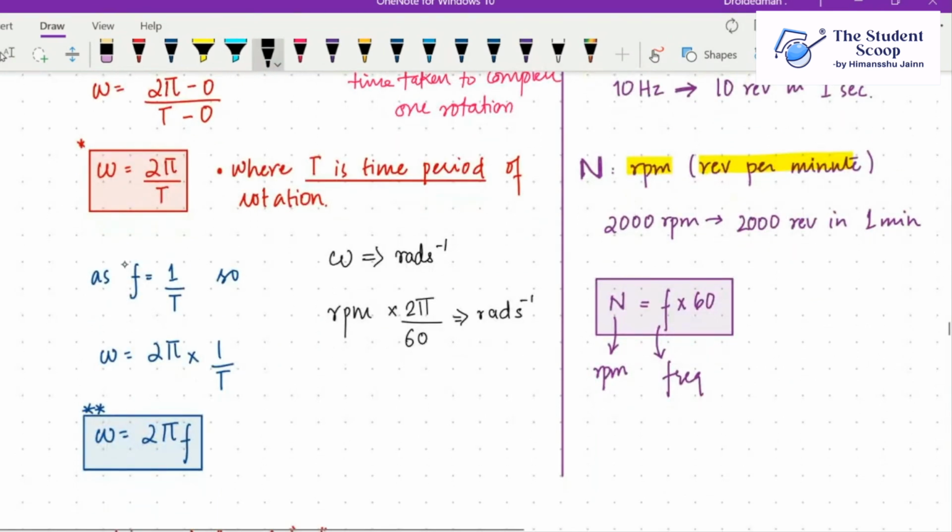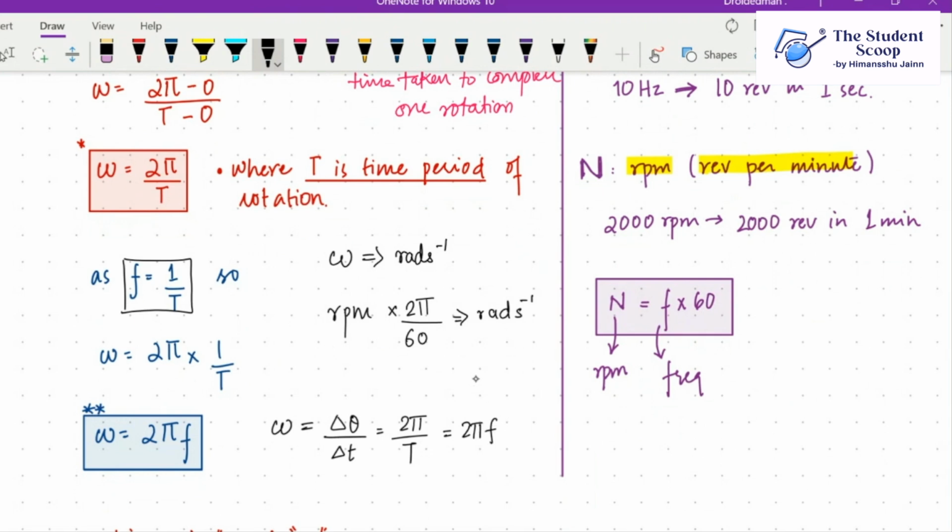And since frequency is equal to 1 over time period, we can also get another formula for omega as 2 pi into f. So we can see omega has a couple of formulas. It has angular displacement over time, it has 2 pi by time period, and it can also be written as 2 pi f. So sometimes this omega is also referred to as angular frequency. So whenever they say angular frequency, we can take this as the unit.